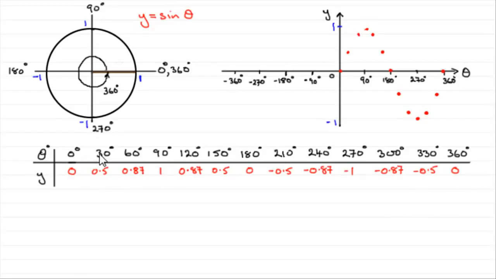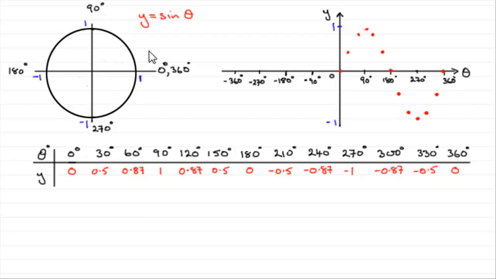Now you can get these values just by using a calculator. Make sure you're in degrees mode and type in the sine of any one of these angles. Sine 150 degrees, check it out, you'll get 0.5. Sine 120 degrees though is rounded to 2 decimal places.